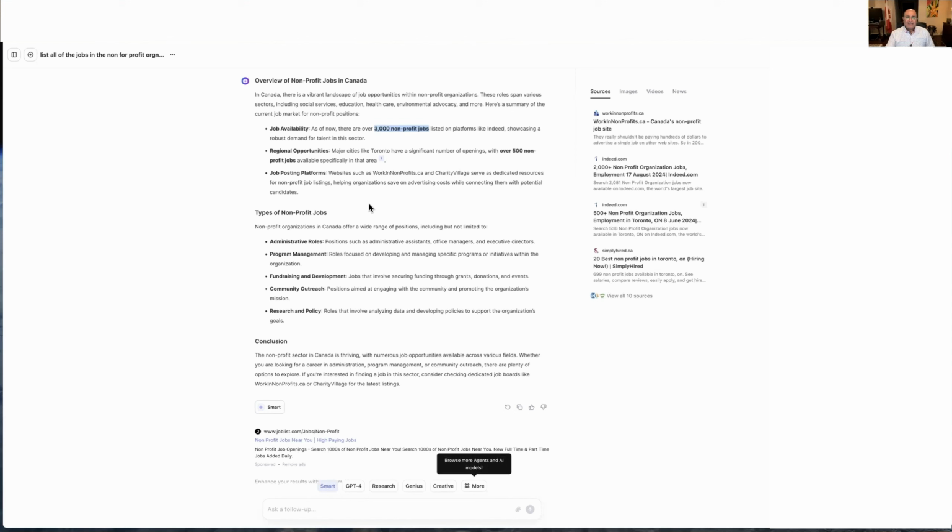We also have another category of jobs in the non-for-profit sector, which is community outreach. These positions are aimed at engaging with the community and promoting the organization's mission. Your mission may be to help newcomers find housing. It may be, in another organization or the same, that you are helping newcomers learn English, learn French, learn some type of skill, or helping them.